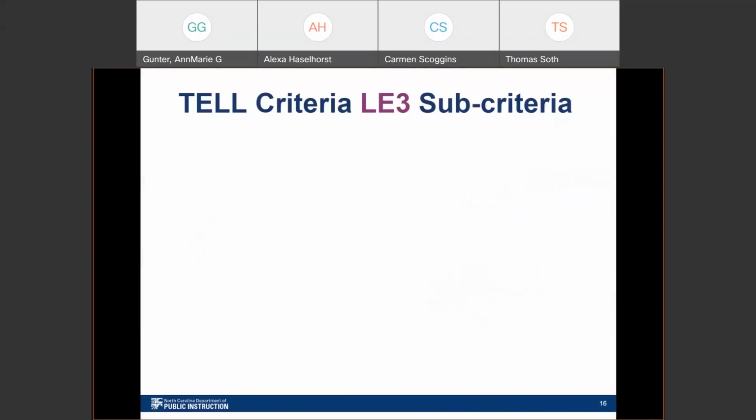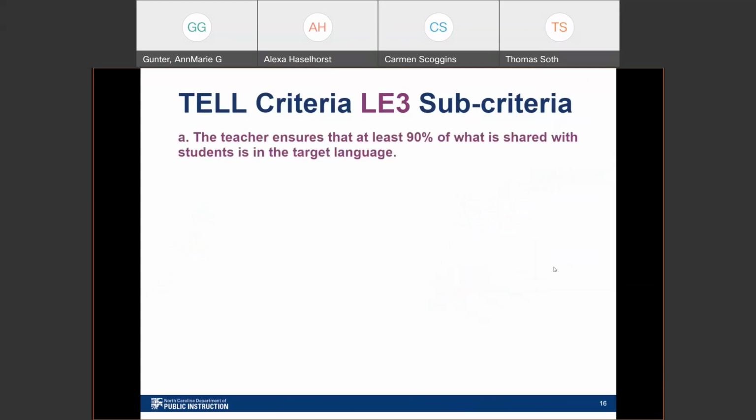All right, so let's look at these sub-criteria. The first one, and they're all lettered, so A, is the teacher ensures that at least 90% of what is shared with students is in the target language. Of course, we know that this best practice of being in the target language 90% of the time or more is something we all are working on every day.